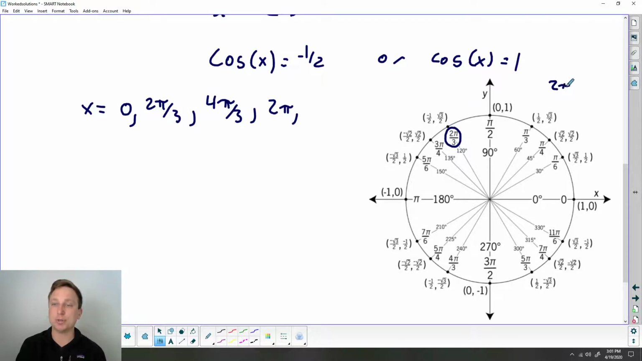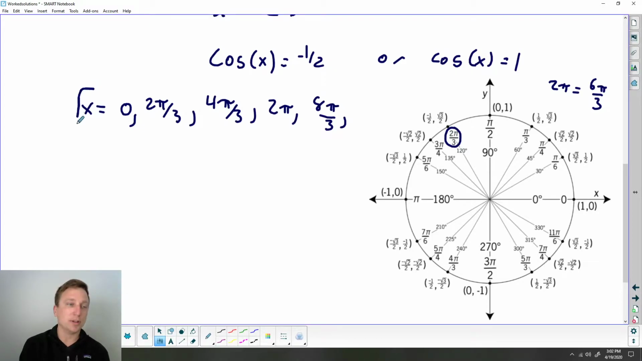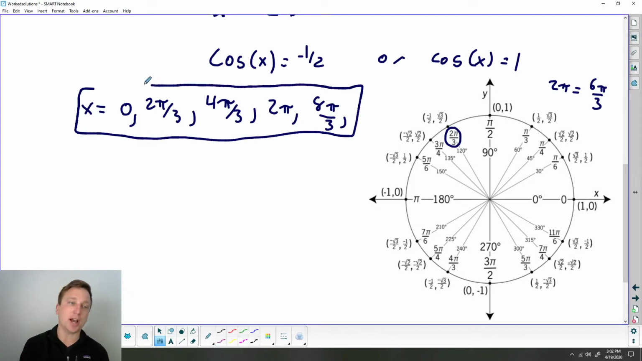Well, quickly, 2 pi is equal to 6 pi thirds. So we add 6 pi thirds to 2 pi thirds to get 8 pi thirds. And that results in something that doesn't reduce, actually. I just wanted to check real quick. So there we have it all the way through. The answers to this came from solving a quadratic by substituting, and it ends up our solutions are 0, 2 pi thirds, 4 pi thirds, 2 pi, and 8 pi thirds.